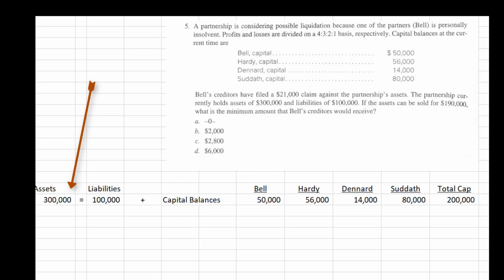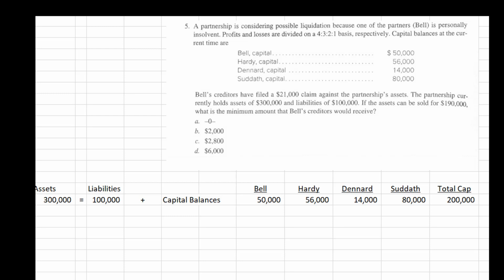They're asking for $21,000. If we sell the assets for $190,000, you might think, well, clearly they're going to get the full $21,000. But this is a multiple choice question, and you can see they're not going to come close to that. The answer is somewhere between nothing and $6,000. Our job is to figure out which of those numbers is the right one. And there's no shortcut. You have to record gains and losses, allocate those to the partnership capital balances. So let's do it. The assets are sold for $190,000.